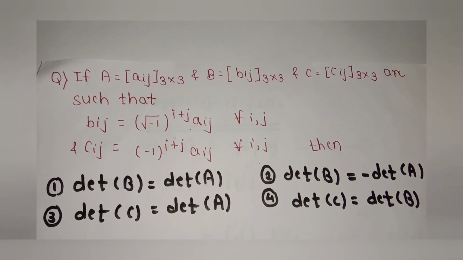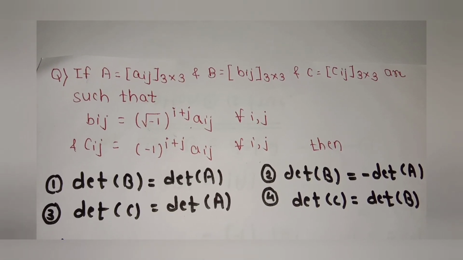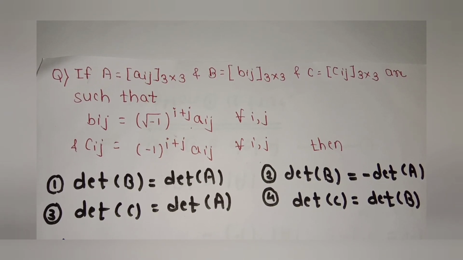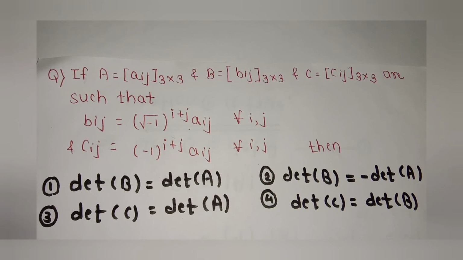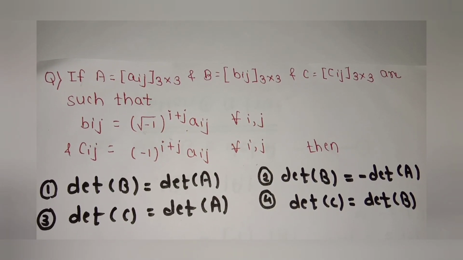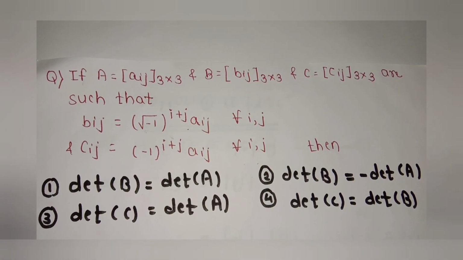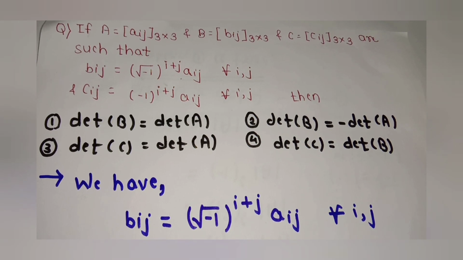Option 1 is determinant B equal to determinant A. Option 2, determinant B equal to minus determinant A. Option 3, determinant C is equal to determinant A. And option 4 is determinant C is equal to determinant B. To find the solution, we already have two conditions in the question.